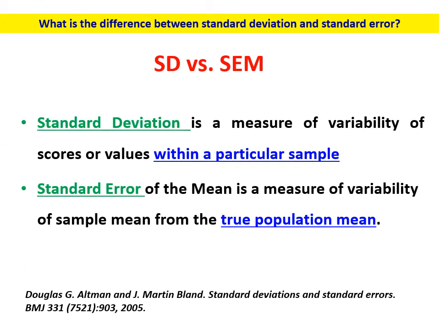What is the difference between standard deviation and standard error? Again, standard deviation is a measure of variability of scores or values within a particular sample, while standard error of the mean is a measure of variability of the sample mean from the true population mean.